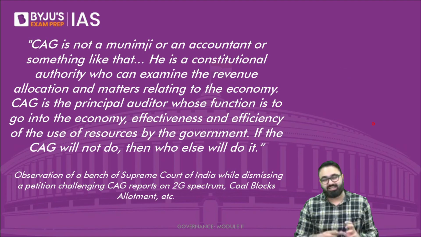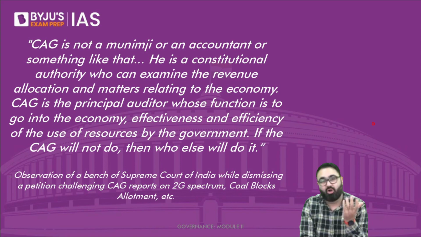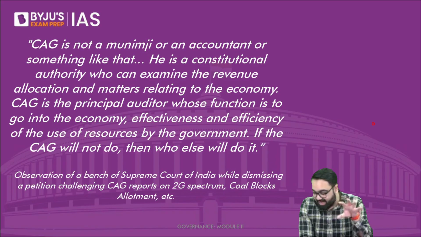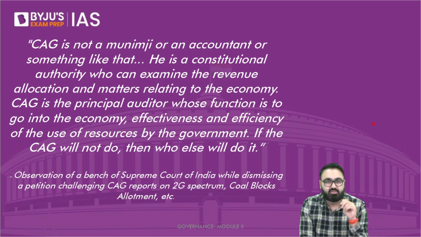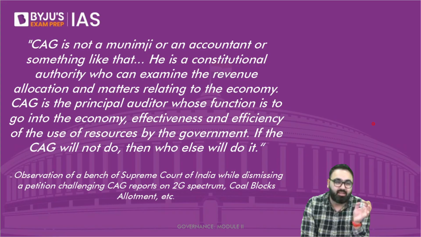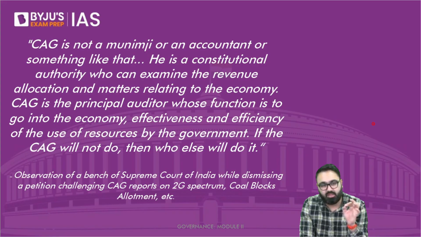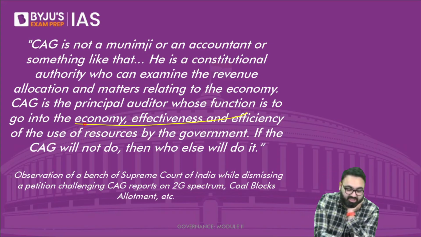Now, as I said, the CAG in itself is an extremely, extremely important office. Dr. B.R. Ambedkar famously called the CAG the most important constitutional office. This is a quote from the Supreme Court. The Supreme Court of India said this about the CAG: CAG is not a Munimji or an accountant. CAG is a constitutional authority. This is the exact quote that the Supreme Court said. CAG is a constitutional authority who can examine the revenue allocation and matters relating to the economy. CAG is a principal auditor whose function is to go into economy, effectiveness and efficiency of the resources.